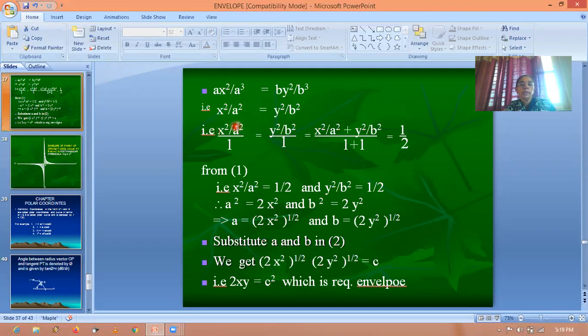Usually in the product, you are getting denominators as constants. Therefore, again by using the componendo and dividendo method, sum of these two divided by sum of the denominators. So it is x²/a² plus y²/b² divided by 1 plus 1, that is 2. So the numerator is 1 by using equation 1, and the denominator is just a constant, 2. Therefore now x²/a² is equal to 1/2, y²/b² is also equal to 1/2, and we get the value of a² is 2x², b² is 2y². Therefore a is equal to (2x²) raised to half, b is equal to (2y²) raised to half.